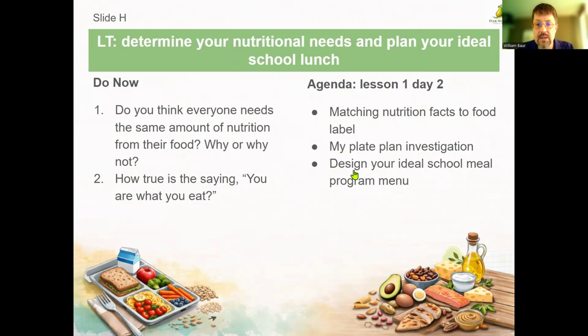Now we've moved into day two of lesson one. We're going to start to think about what are the nutritional needs of students and design our initial model, our initial menu.